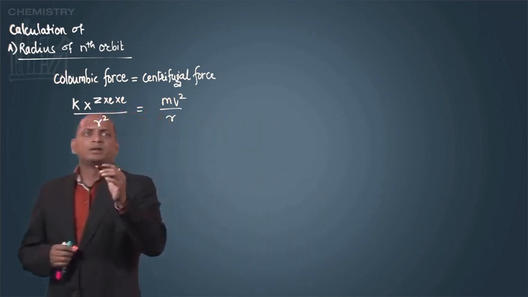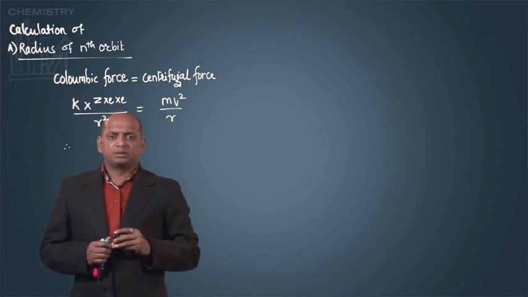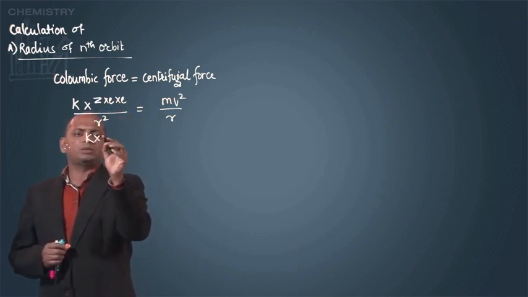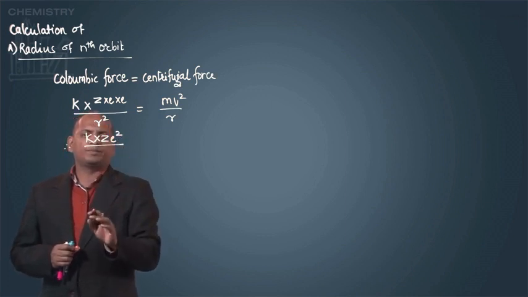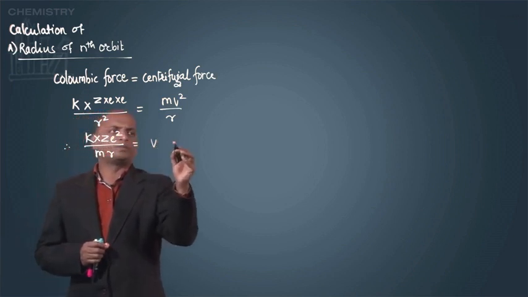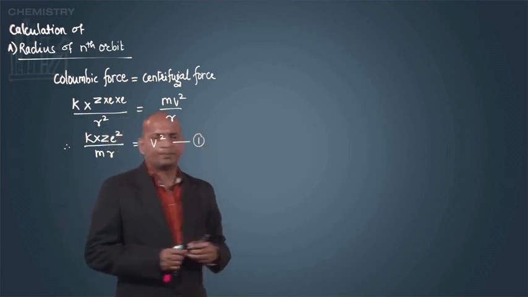Now I am making some simple changes. I am writing k into z into e square upon m into r, that is equal to v square. So this will be equation number 1.